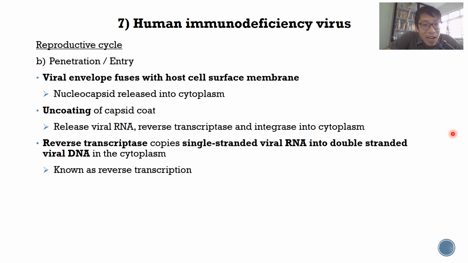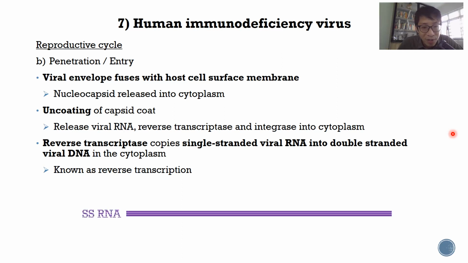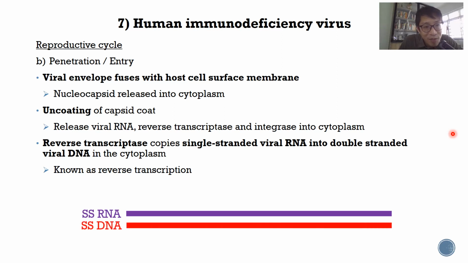Right, so within the cytoplasm, the reverse transcriptase would carry out the reverse transcription. It's a multi-step process. I'm going to show it to you here. Right, so this is the single-stranded, SS stands for single-stranded, right? Single-stranded viral RNA, which will be read by the reverse transcriptase, which will then copy a complementary single-stranded DNA, right?